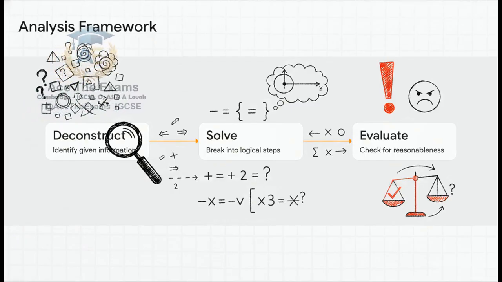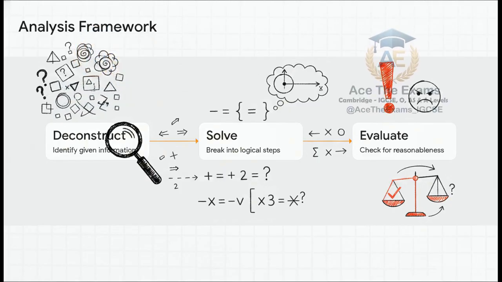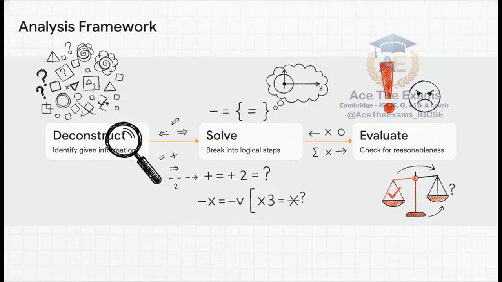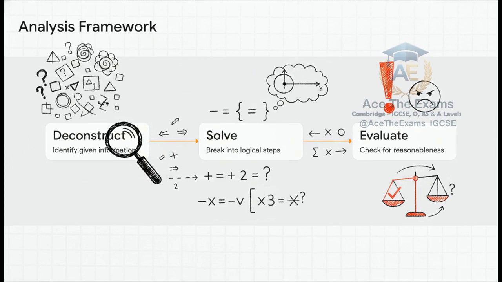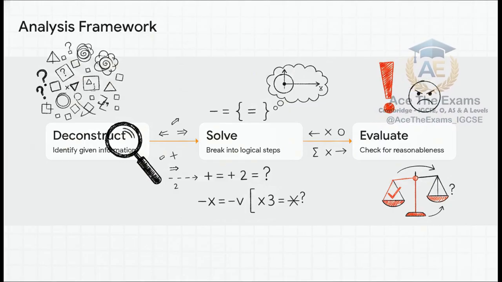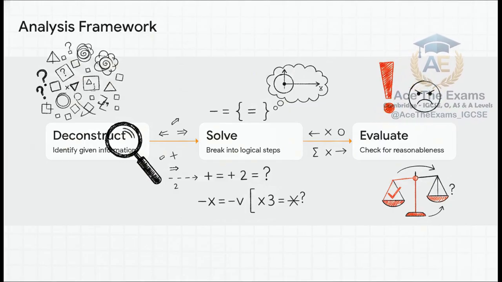Deconstruct, solve, and evaluate. Let's do a Find the Flaw challenge. Imagine you are the examiner grading a paper, and a student simply wrote down one sentence. The circle intersects the line at coordinates 4, 5. Nothing else. What is the fundamental flaw there? Why are they losing almost every mark? The massive flaw is that absolutely no logical steps are shown. They just gave the headline without breaking down the story.